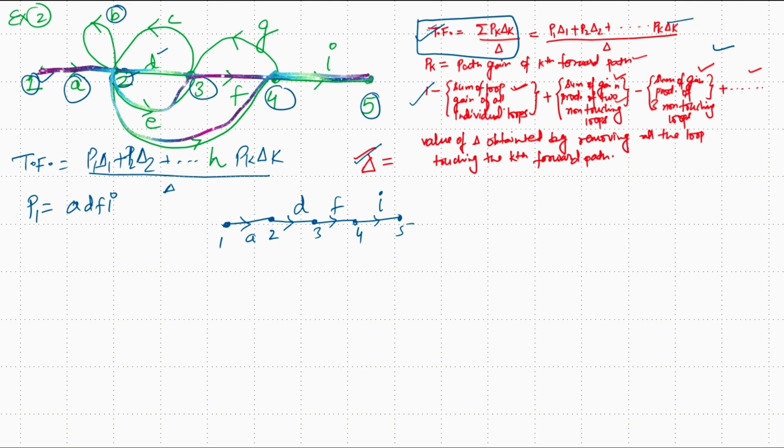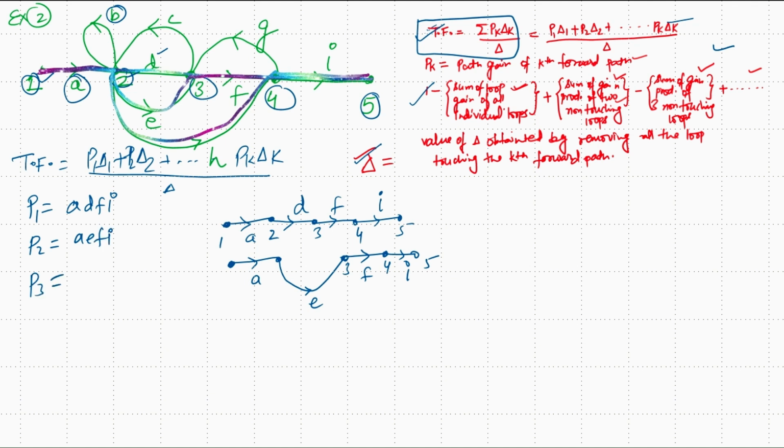The second forward path goes from node 1 to node 2, then node 2 to node 3, node 3 to node 4, and node 4 to node 5. So this gain is A, 2 to 3 it is E, from 3 to 4 it is F, and 4 to 5 it is I. The path gain of the second forward path is A, E, F, I.